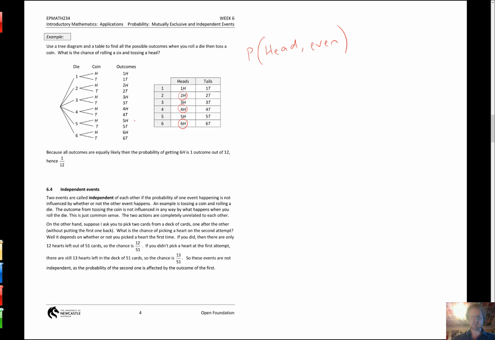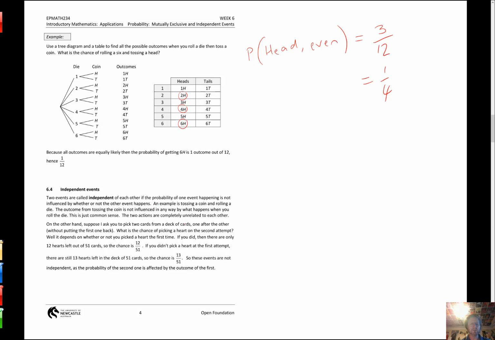It doesn't matter if I use the table or the tree diagram. But with the table, I can see there are 3 outcomes out of 12 outcomes which satisfy that question. So, tables and tree diagrams, great. So, we need to look now at independent events. They're called independent of each other if the probability of one event happening is not influenced by whether or not the other event happens.